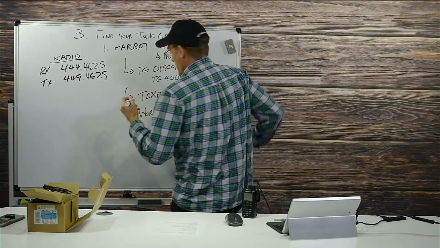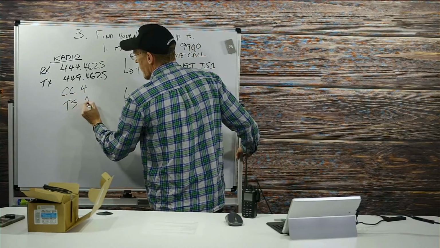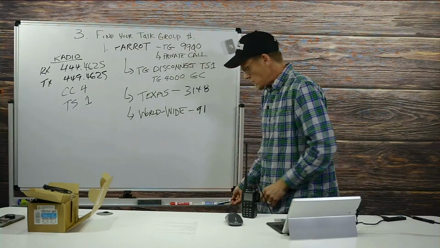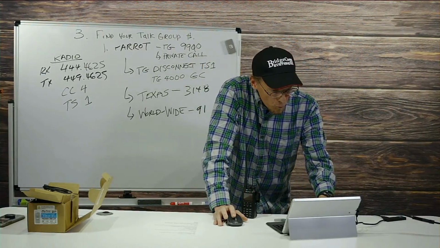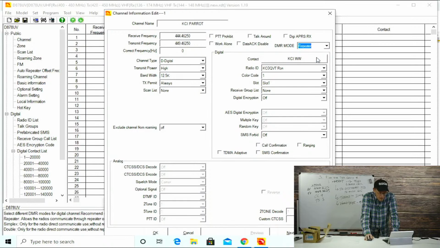I'm also going to remind you guys, the color code is 4 and the time slot is 1. So that's what you need to know. 444.4625, tab down, 449.4625. Now look, it's digital. The transmit power is high, bandwidth is 12.5 kilohertz, TX permit always, scan list none. I'm going to leave all that stuff alone. DMR mode needs to be set for repeater.